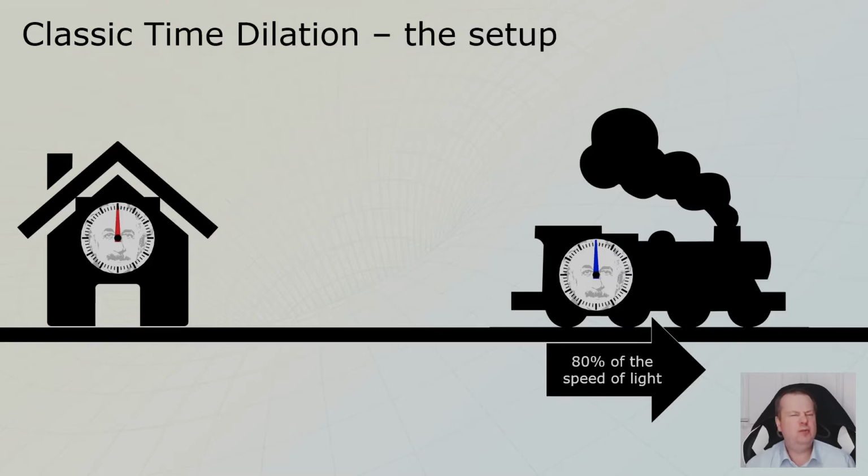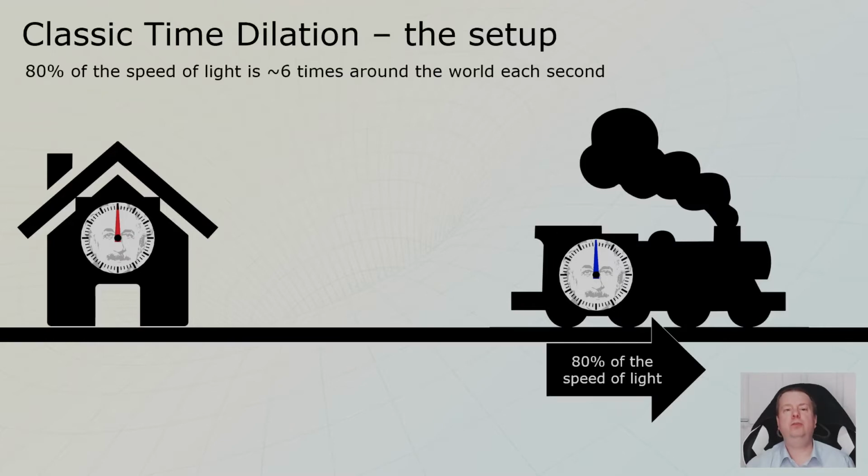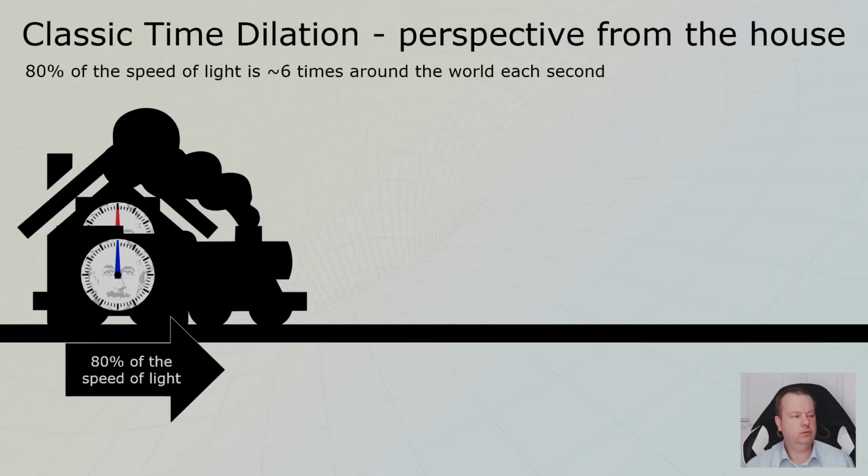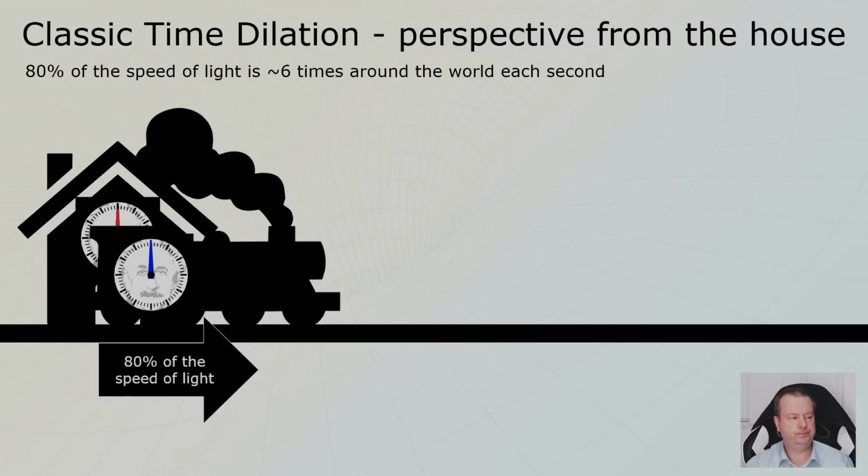If you want to know how fast 80% of the speed of light is, it means that each second this train could travel around the world about 6 times. So that's pretty fast, right? And we are going to observe what the clocks will do when this train is moving at this speed. I've frozen time, and when the train passes our house, they sync their clocks. And when I push the button, the train will run at 80% of the speed of light. Here it goes.